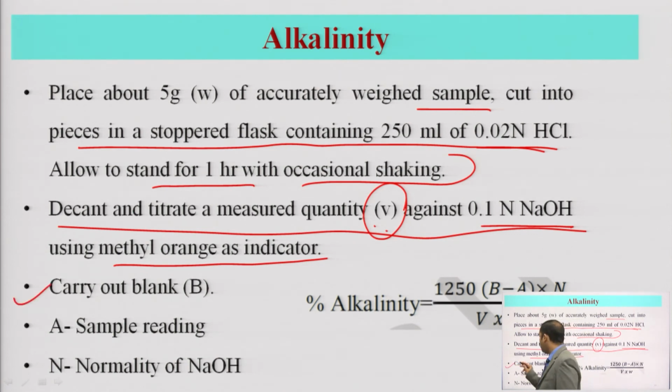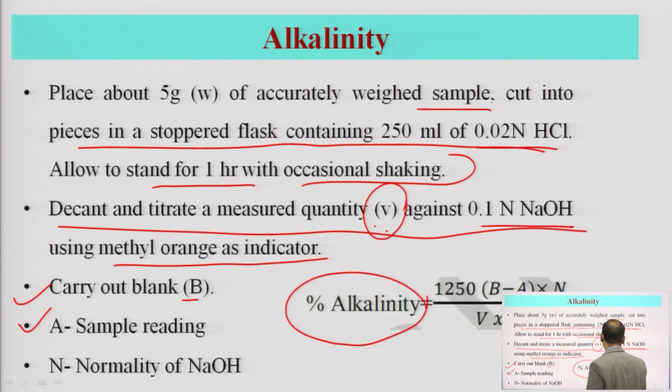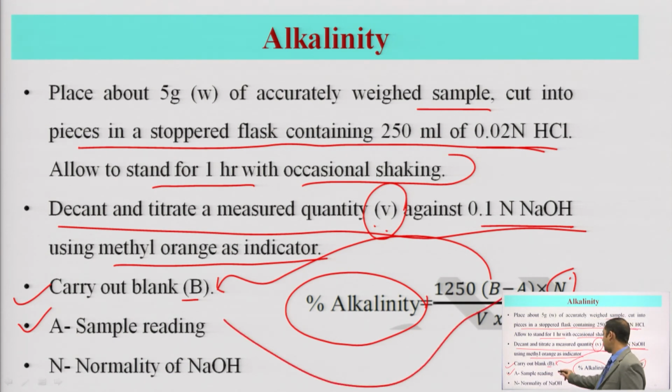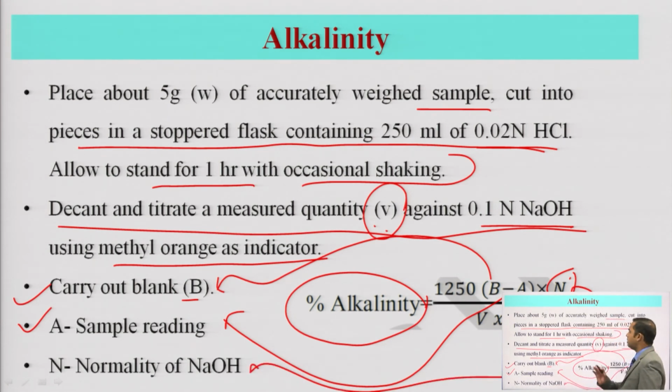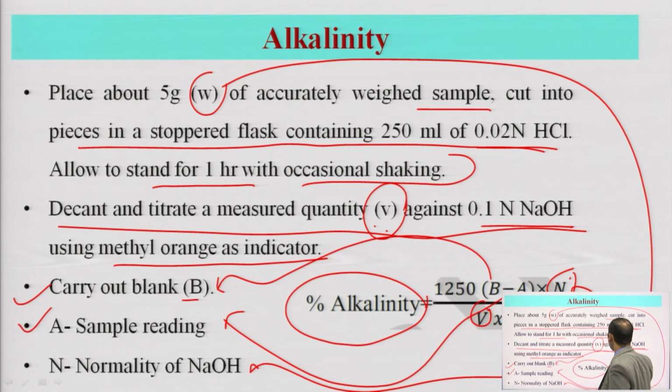Then again carry out the blank, and then you will get the result of alkalinity as 1250 (B minus A) with N. Now, what is B and what is A? B is the blank, A is our sample reading, and N is the normality. This is a very simple process, there are no difficulties. W is the weight and V is the volume, whatever I have mentioned here. This is a very simple test.